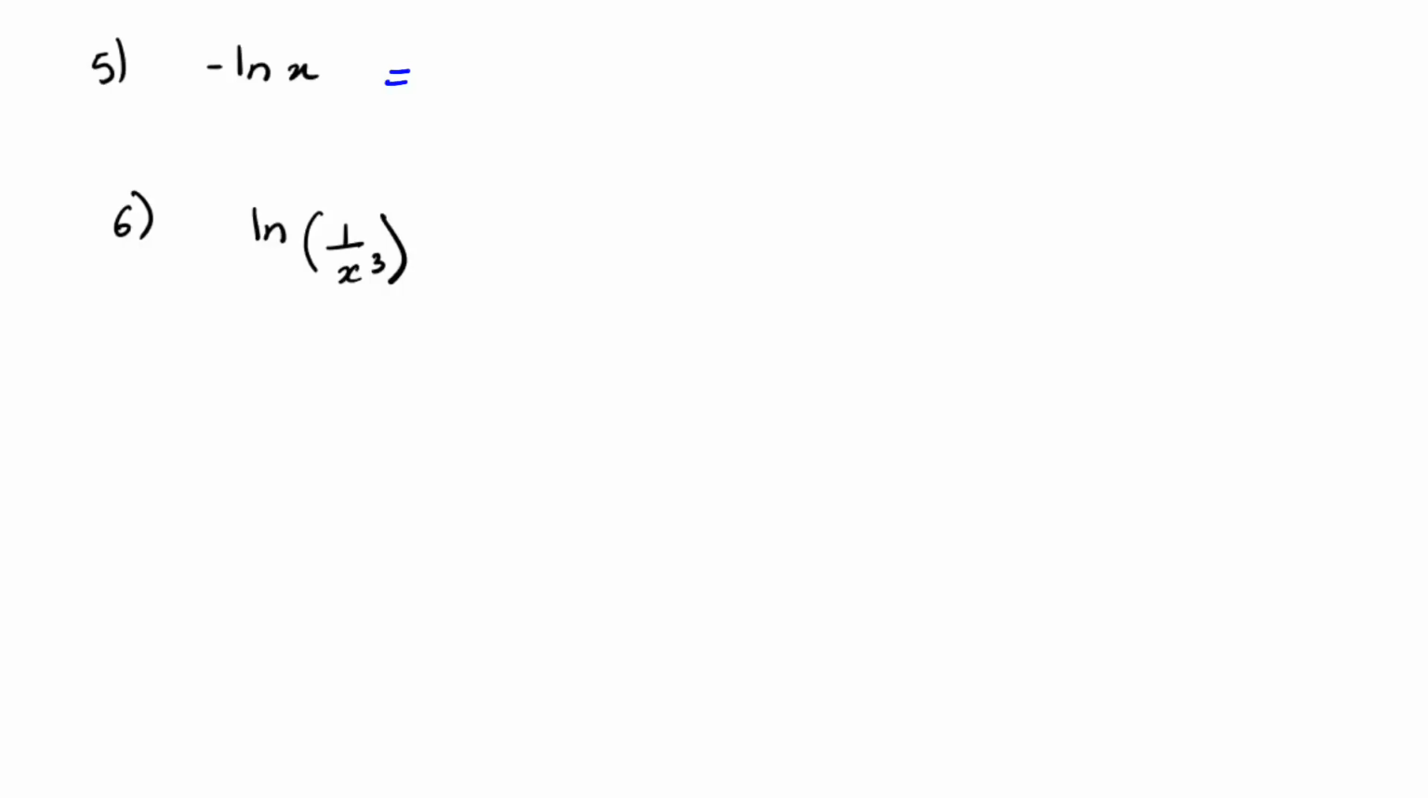The next question we have is negative ln x. If there is no number here, it means there is a 1. So this is negative 1 ln x. We can write this as ln x to the power of negative 1. Because the power is negative, we can write this as ln 1 over x. So this is the simplified form.